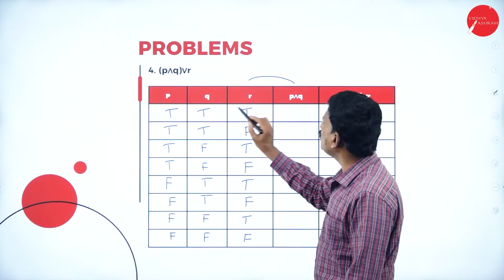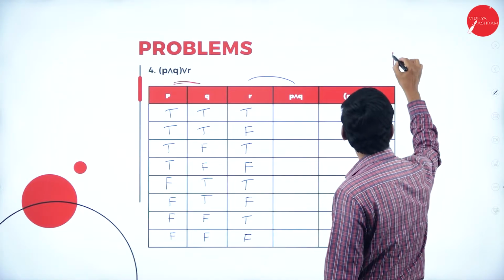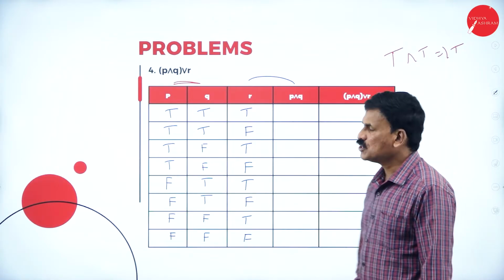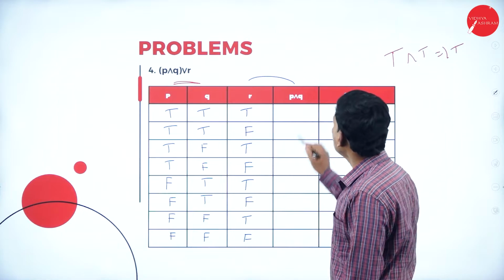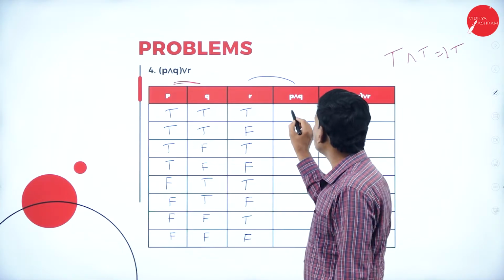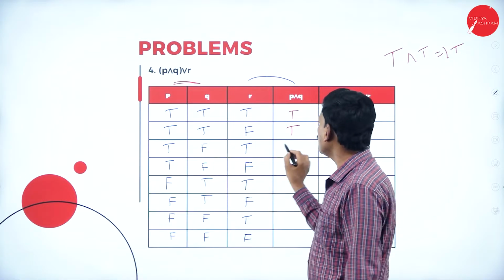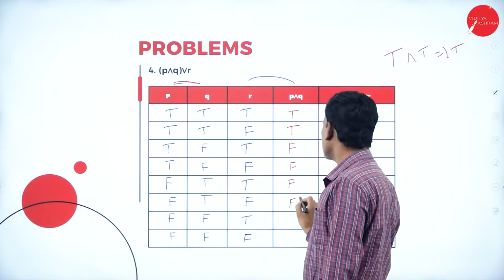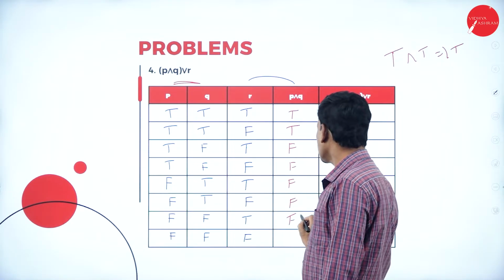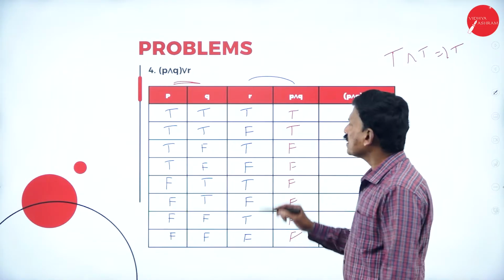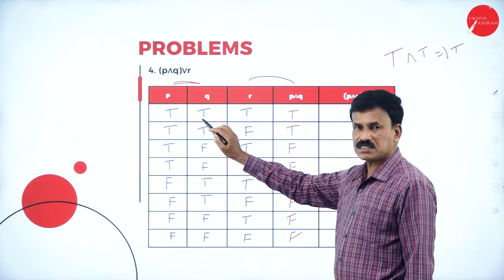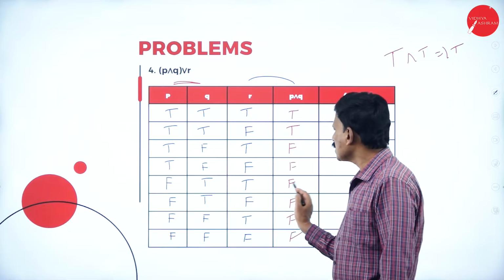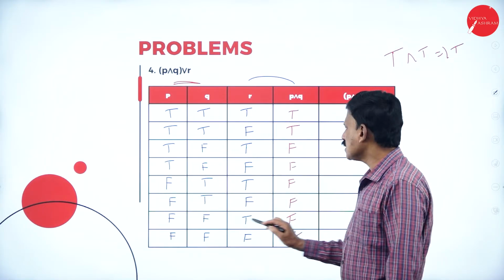The conjunction between P and Q: true and true is true, and in all other cases it is false. So for these two, true and true is true, true and true is also true, true and false is false, true and false is false, false and true is false, false and true is false, false and false is false, and false and false is also false. This is the conjunction.